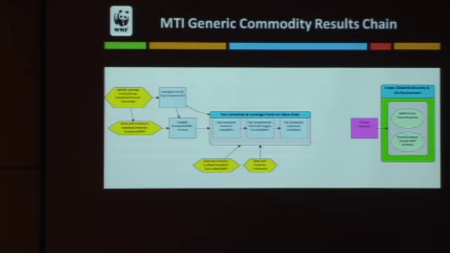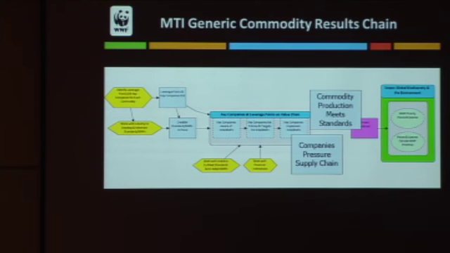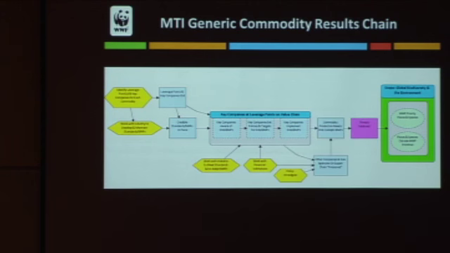If we do that, and notice this is an if-then statement, then companies will act and put pressure on their upward and downward supply chains. If we do that, then commodity production will meet the standards, and if we do that, those threats will be reduced. So we're laying out that logic about how we think our actions are going to lead to the desired outcomes that we're hoping to have.